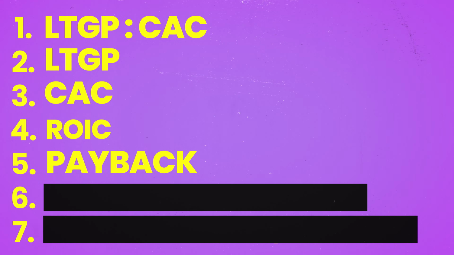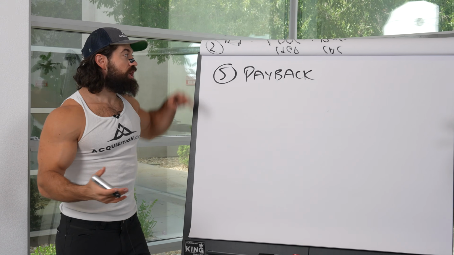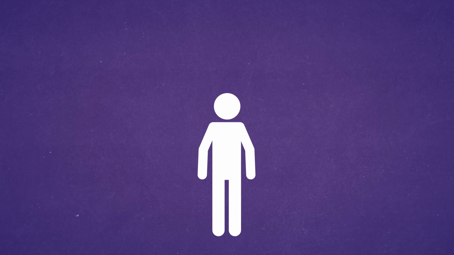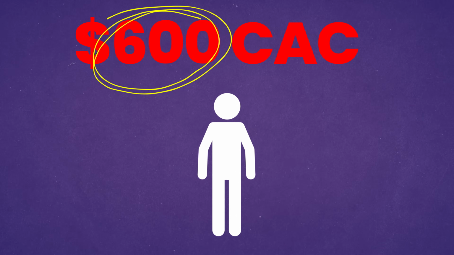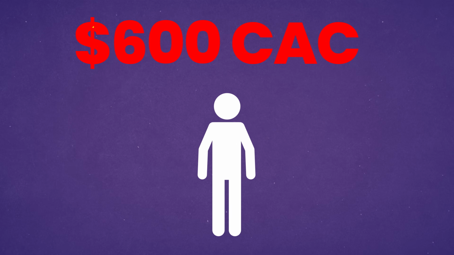So let's go through number 5, which is payback period. Simply put, how quickly are you paid back for getting a new customer? So we talked about return on invested capital at the business level, but now I'm going all the way back down to the unit of how long does it take me to recover the cost to acquire a customer? Remember I said CAC was $600? If I spend $600, how quickly do I get it back?